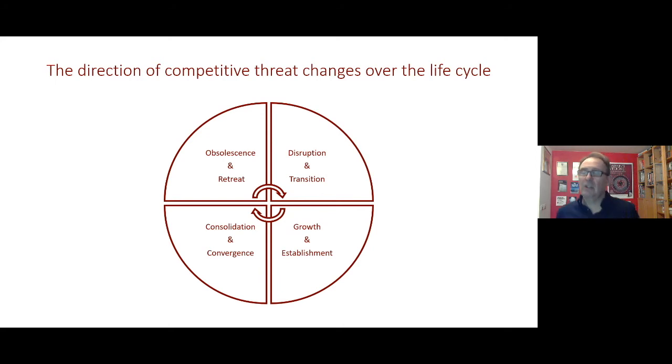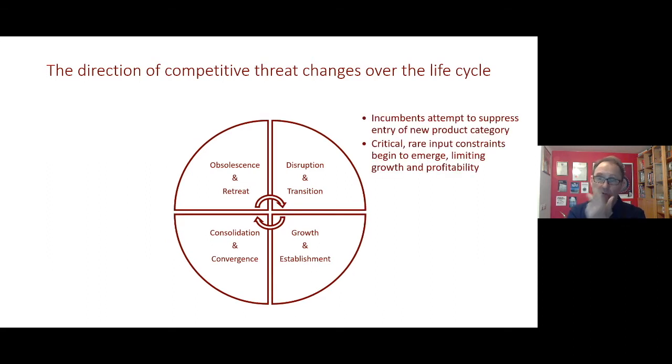This product category life cycle is more than just theory. It's important to the understanding of the competitive environment, because the direction of strategic competition changes over the course of the life cycle. The competition you face, strategically speaking, varies depending on which one of these 4 phases you're in. So, for example, at the disruption and transition phase, the biggest threats to ROI are the incumbents, companies with the old product category. But we also see limits on critical inputs that limit our return on investment.